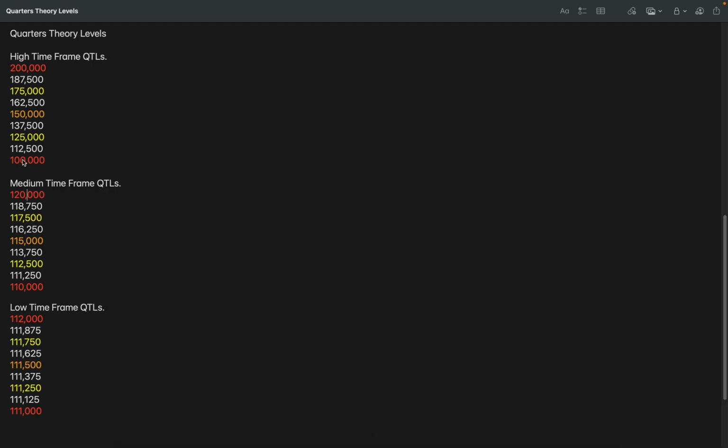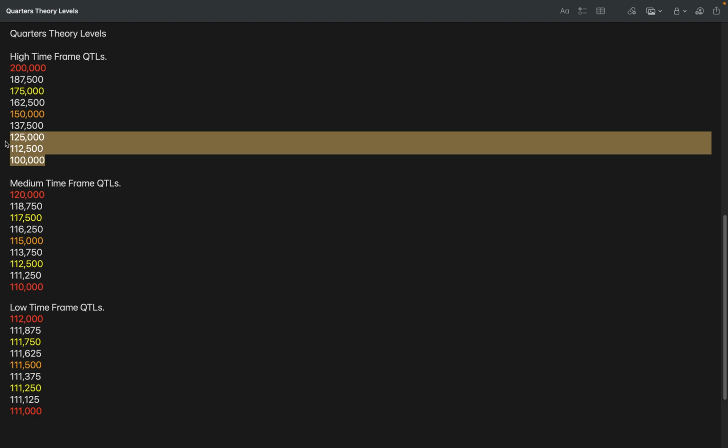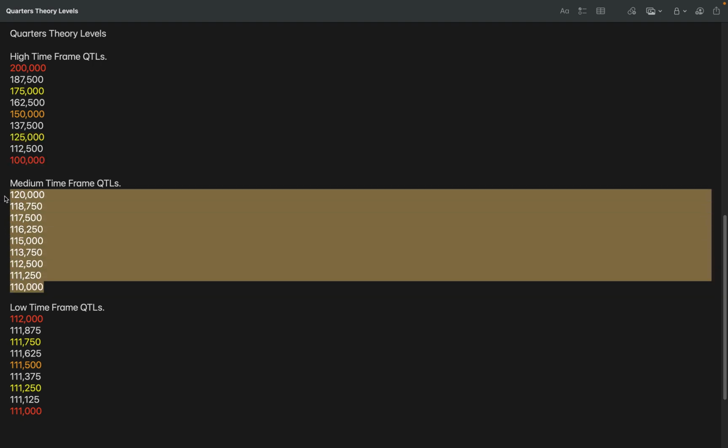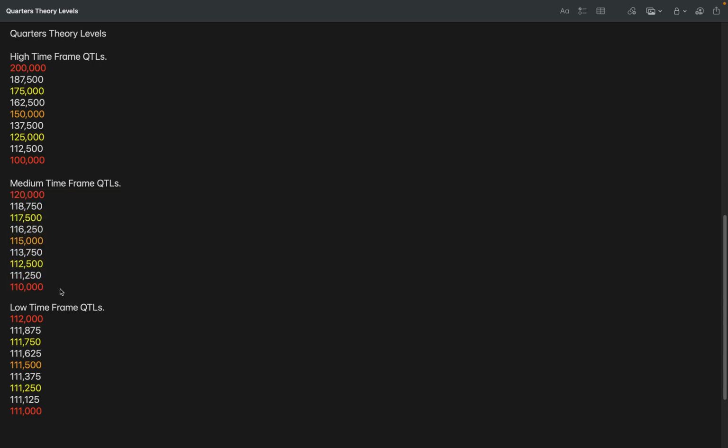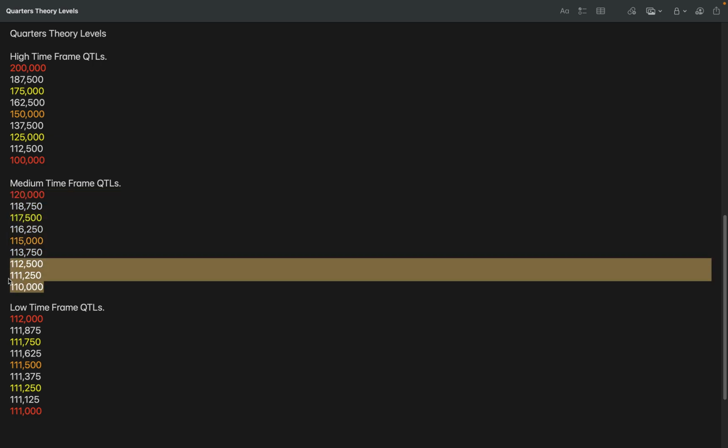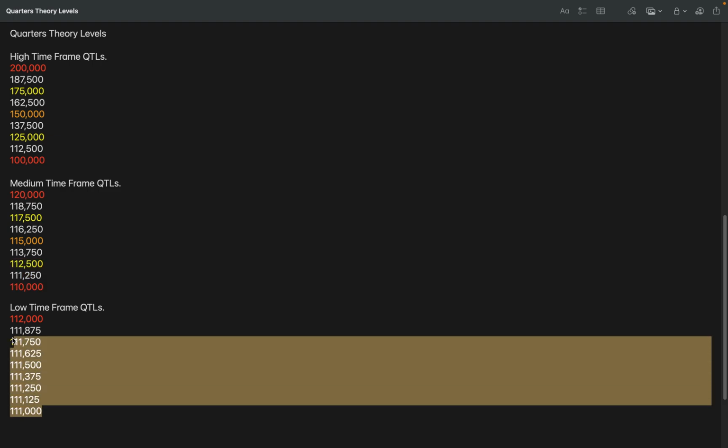Okay. So now we have this range here, and then in between that range we have this range. Okay. So going further, we have this range, and inside of that range we have this range.